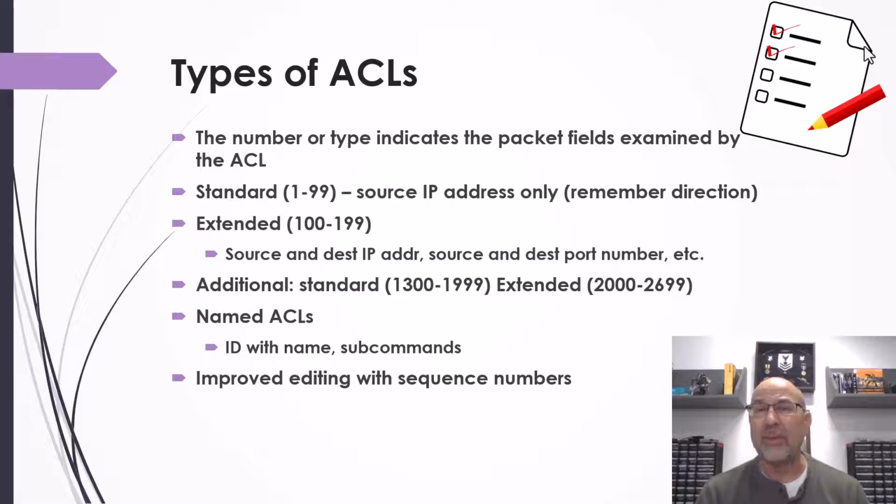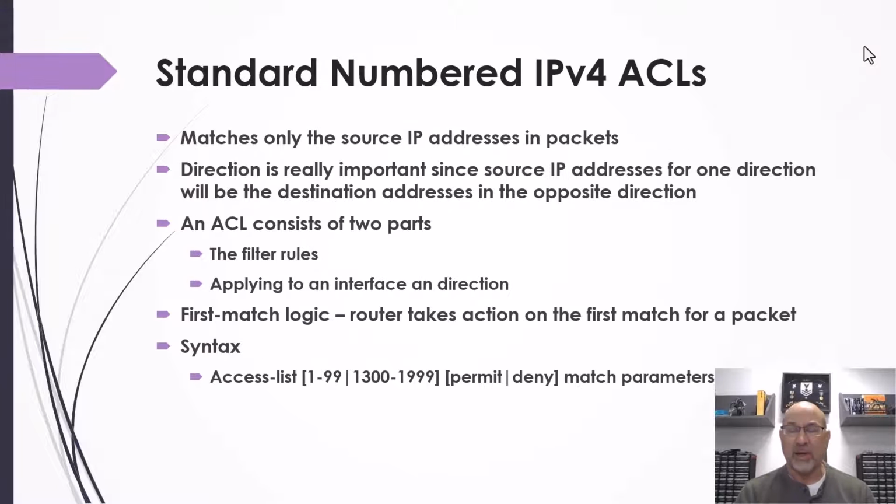You can also do named ACLs. You don't have to go by number. You can do named ACLs, and then you get all your subcommands associated with them. And the chapter also mentions improved editing with sequence numbers. We'll talk about that in another chapter. And in the look ahead, we'll see that extended access lists are going to be what chapter 3 is all about. So, standard numbered IPv4 ACLs, right? These will be where you are identifying the ACL by the standard ACL numbers, 1 to 99, for example.